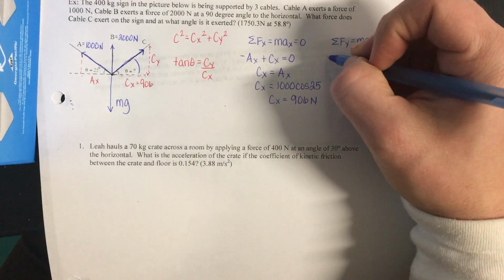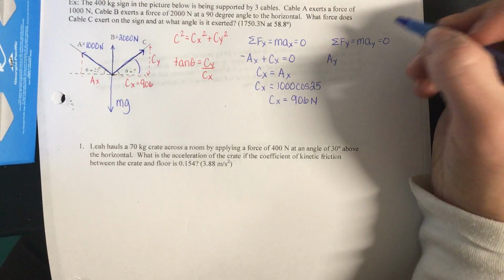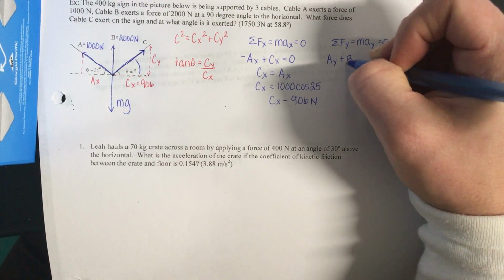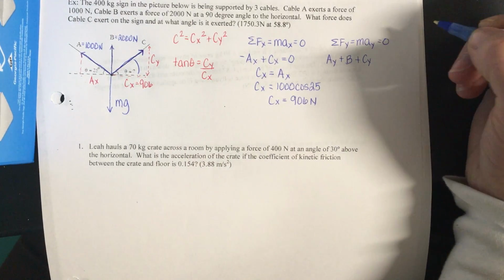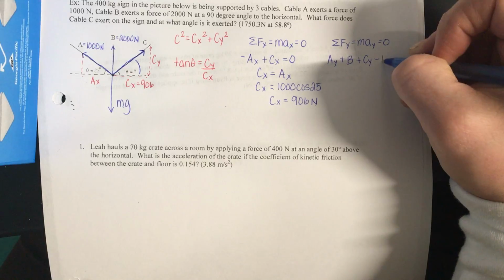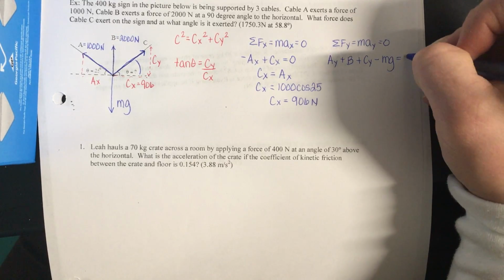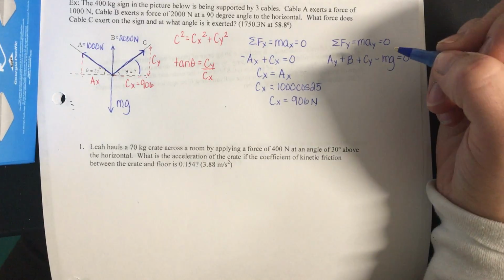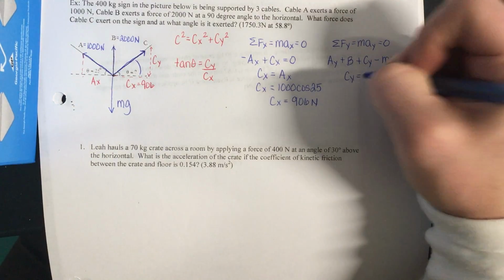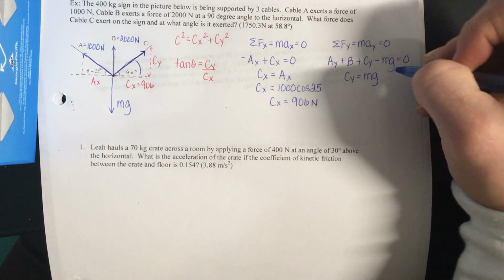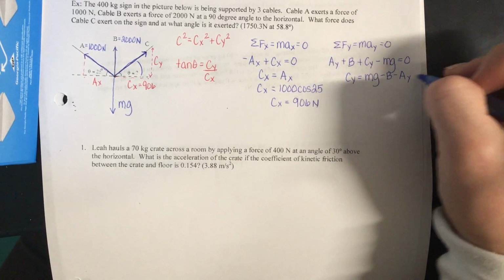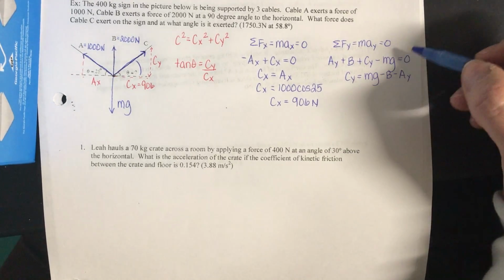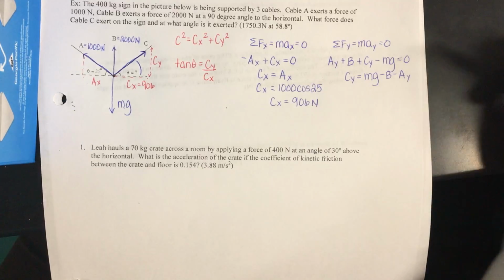So we have AY, and it's going up, so it's positive, plus B, up, so it's positive, plus CY, up, so it's positive, minus MG equals 0. And so we can see that CY is going to be equal to MG minus B minus AY when you rearrange by adding MG to both sides and subtracting A and B.